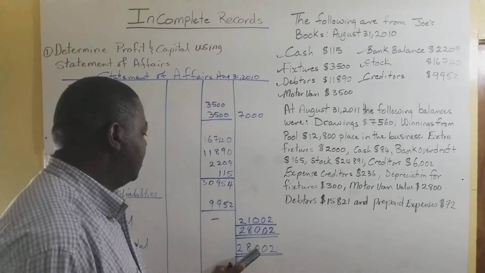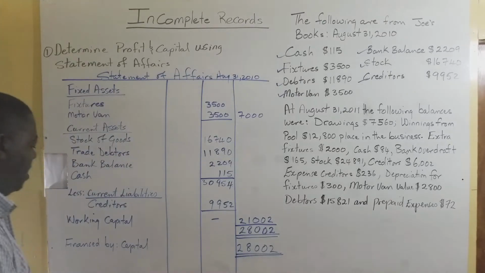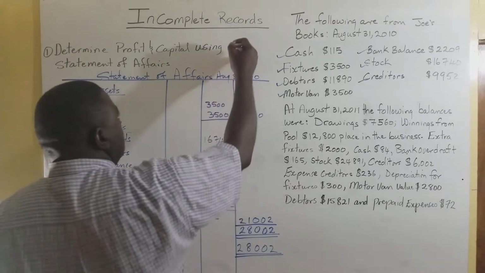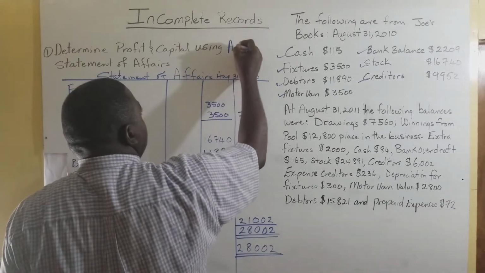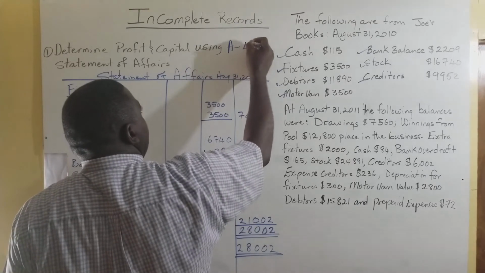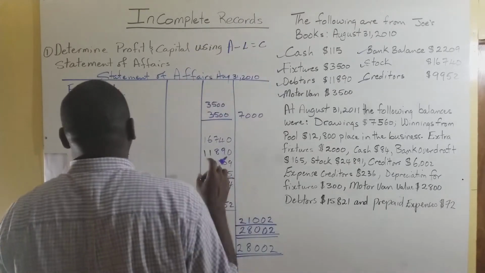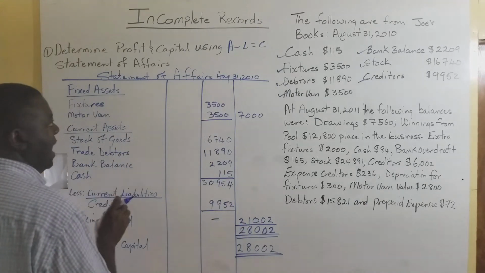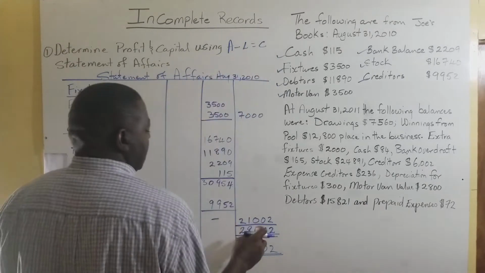This figure is the same because there are no other joints or profit to be adjusted. So the accounting equation would be used: A minus L is equal to capital. If we add up all our assets and subtract the liabilities, we get the capital, which is that figure.